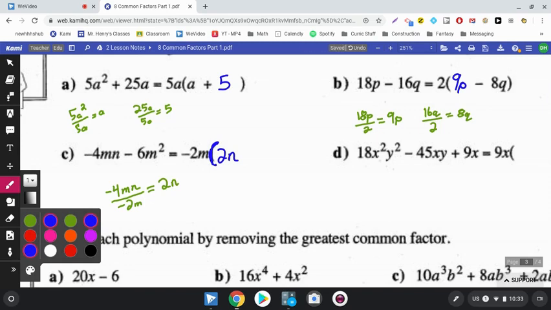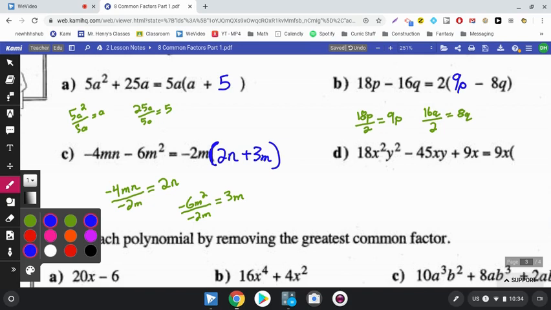Go to the next one, minus 6m squared. So negative 6m squared divided by your common factor of negative 2m. I'm dividing it out. I'm factoring it out. Equals positive 3m. M squared divided by m is just m. So it would be plus 3m because it's a positive number. And there is my factored version: negative 2m times 2n plus 3m.